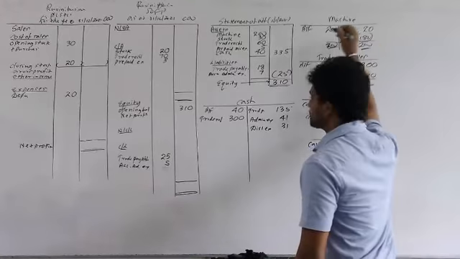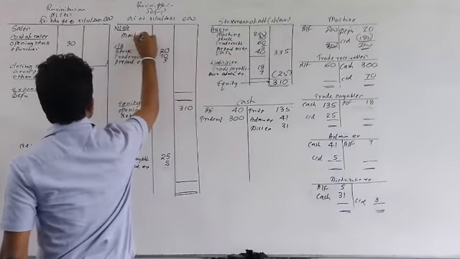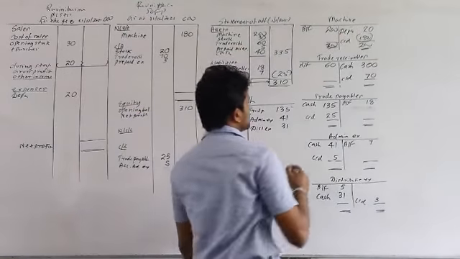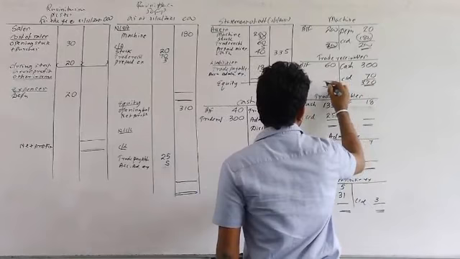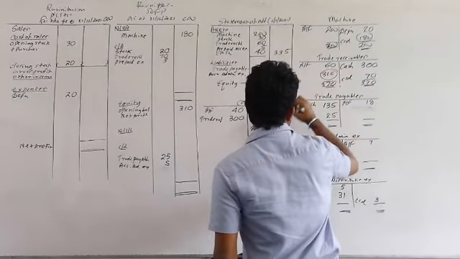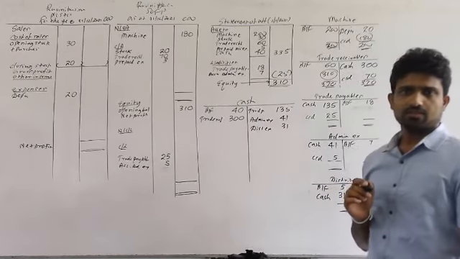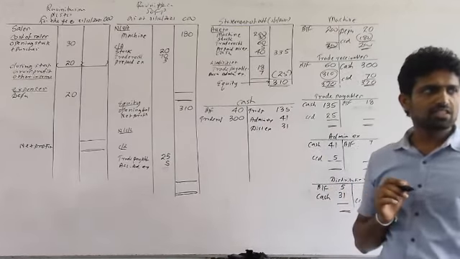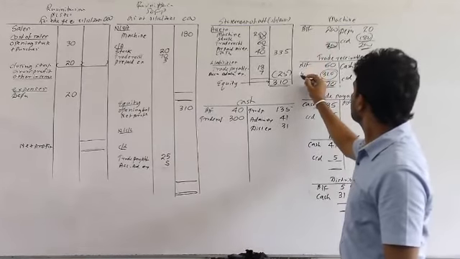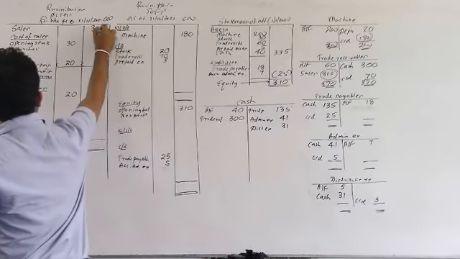So machine account balance 180. Trade receivables difference 310. What should be? Debtors difference should be sales. Take this 310 here. Sales.